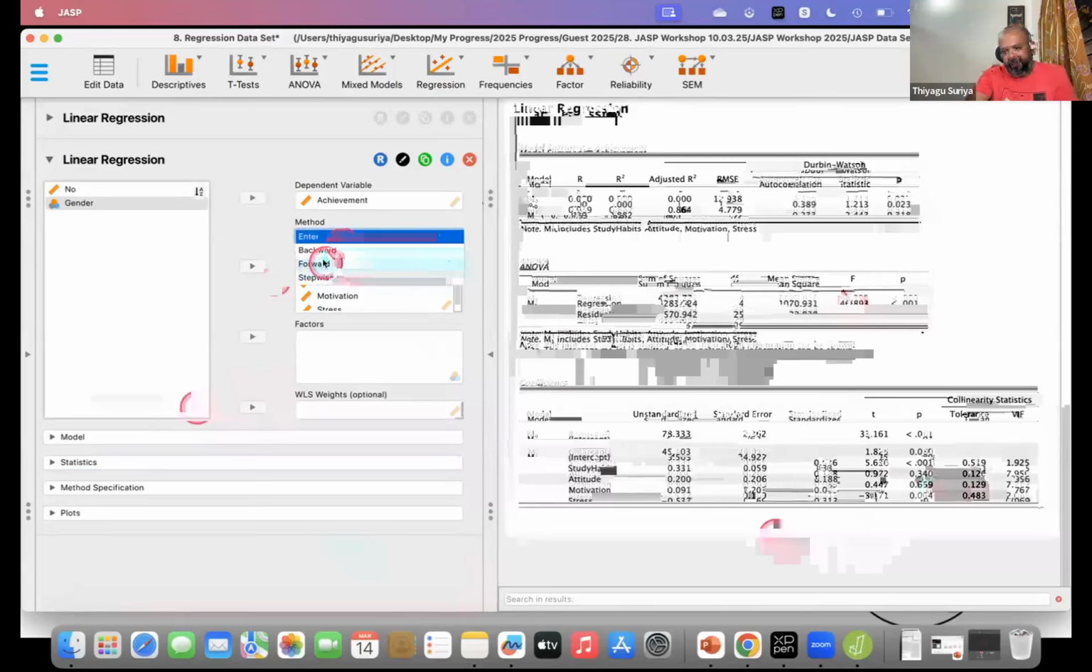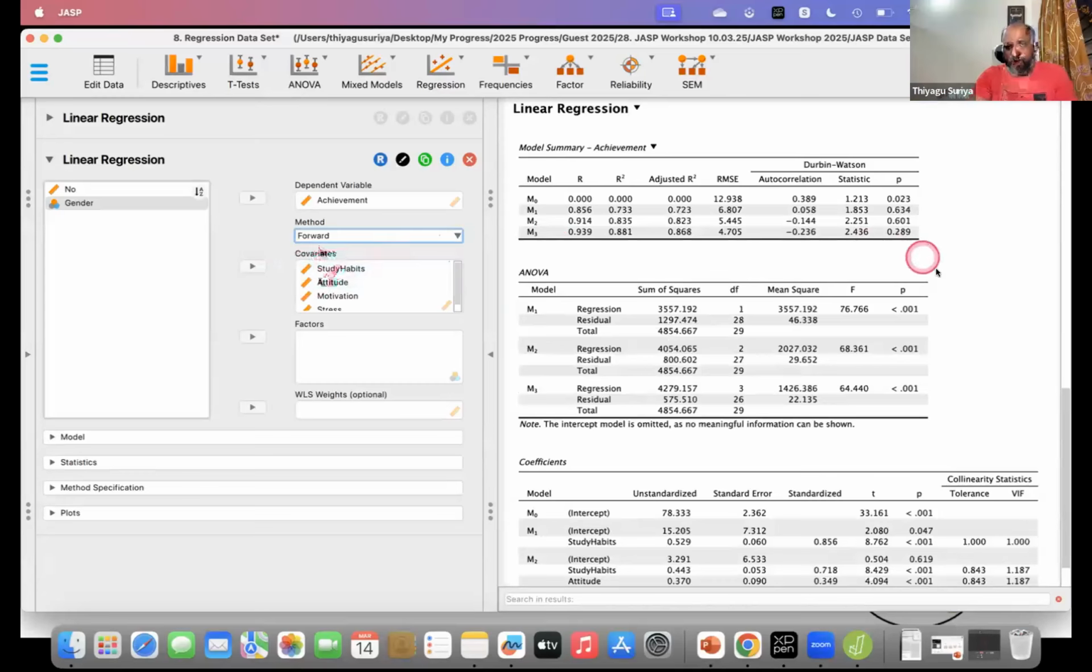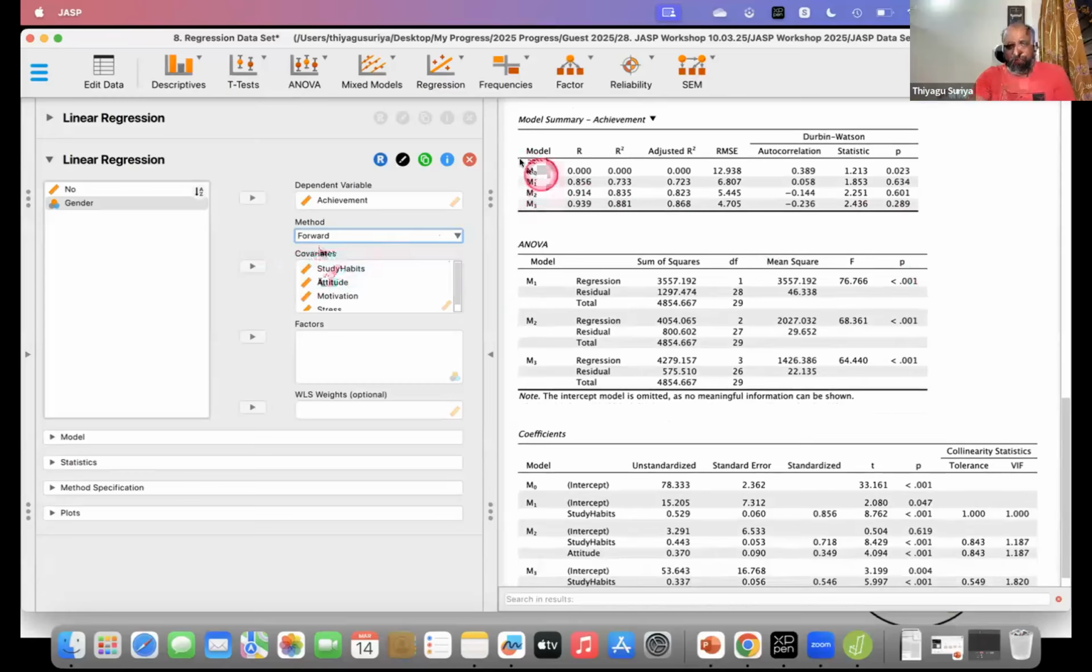What is called the forward method? The forward method starts from 0. It starts with M0, then M1 takes only one most significant value. The second round takes the 2 most significant. I'm taking the forward method. When you go to the forward method, how many models come?